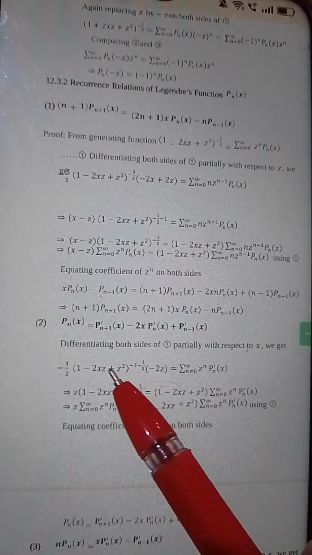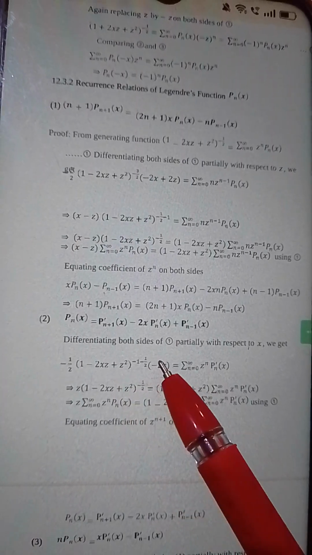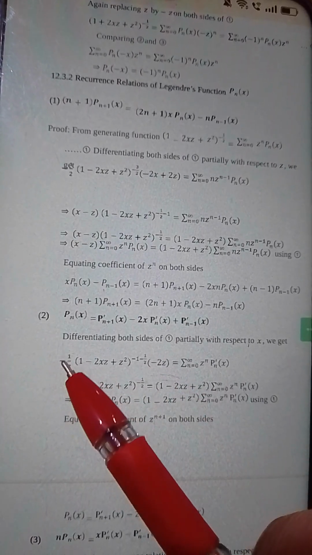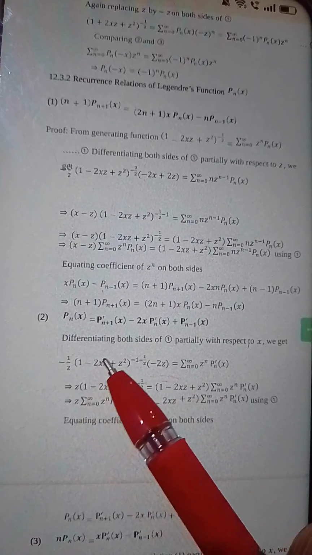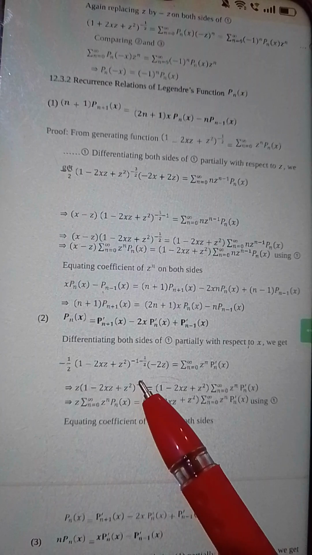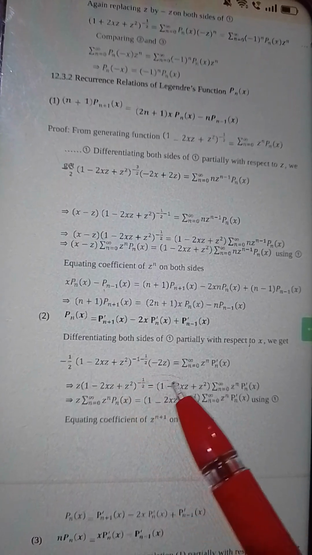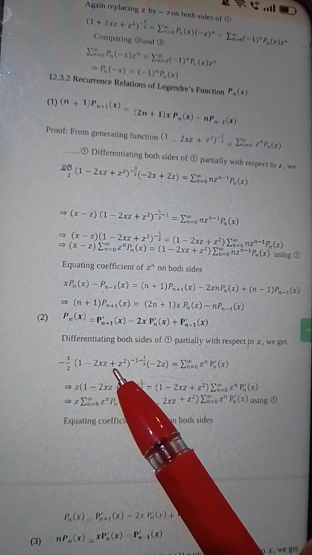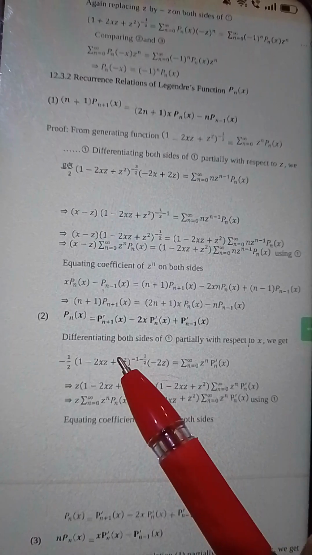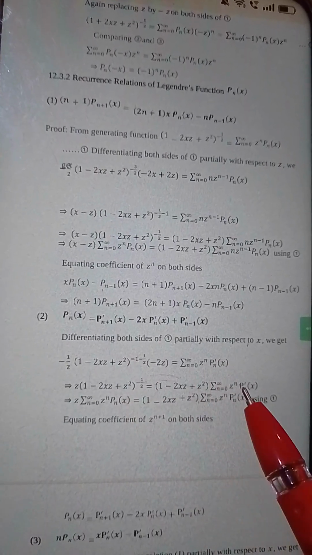Now differentiating it with respect to z, 2 will come outside, 2 and 2 will cancel. This term is negative, this term is also negative, it will become positive, and it can be written as minus 1 upon 2. Same step, minus 1 will, this 1 minus 2zx plus z square, minus 1 will go this side, it will become positive, and this step as it is.